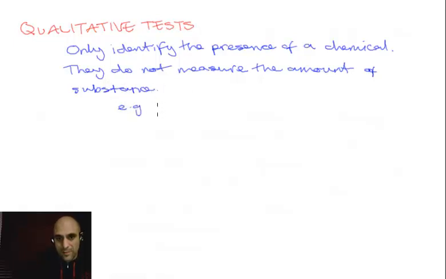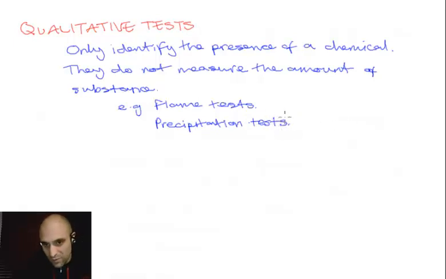For example, flame tests are only qualitative. Most precipitation tests are only qualitative, unless of course you collect the amount of precipitate and then weigh it and dry it, but that's another story.